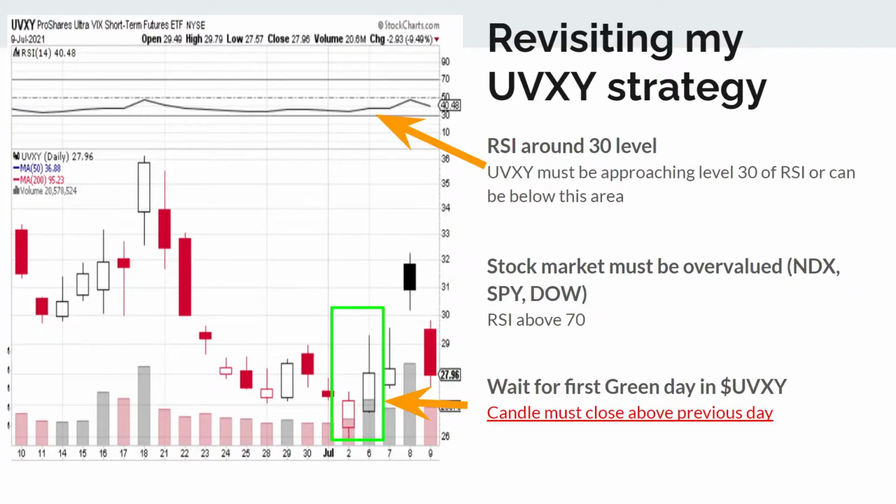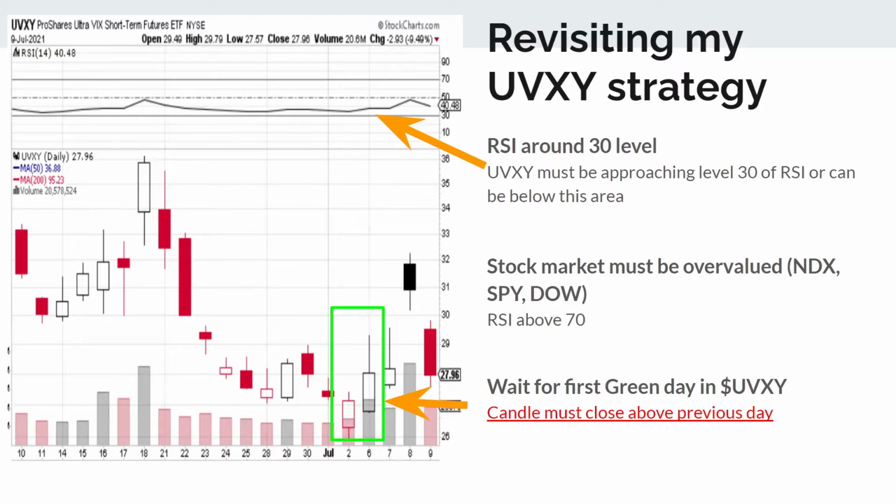My volatility trading guide consists of 3 simple steps that need to happen in order for you to be successful. The first one is that the RSI level has to be around 30. This means that the stock or UVXY ETF is oversold. This means that it's probably going to rise soon, so a level of 30 or below, or maybe a little bit above 30, is a good indicator when you could actually enter this trade.